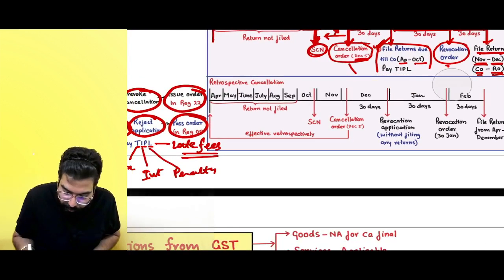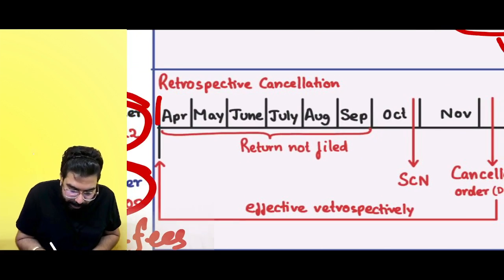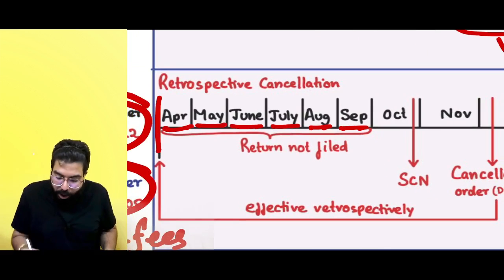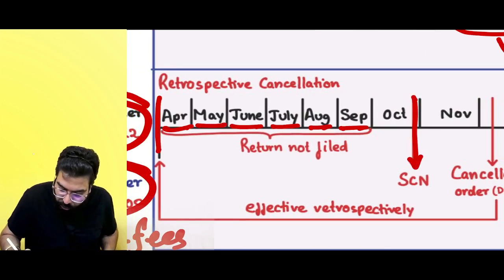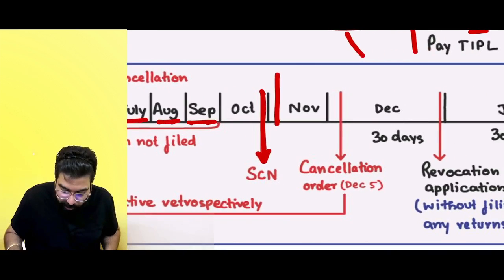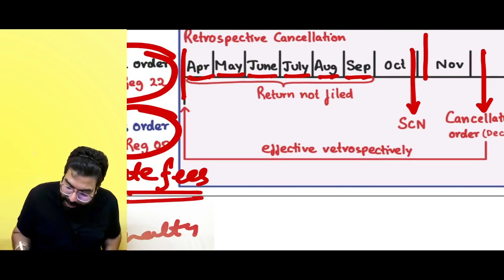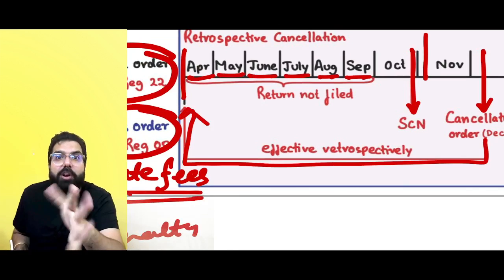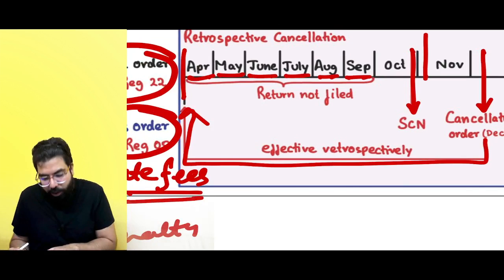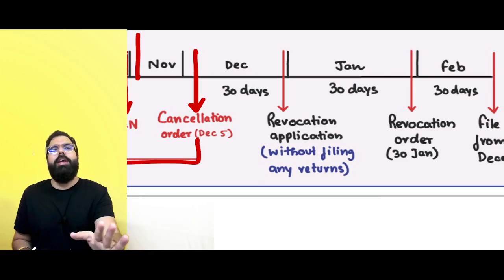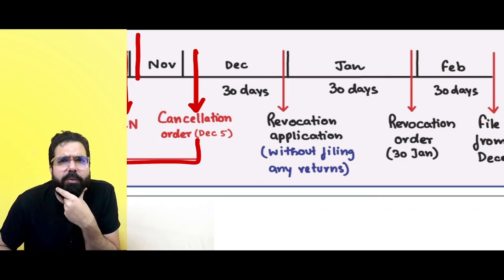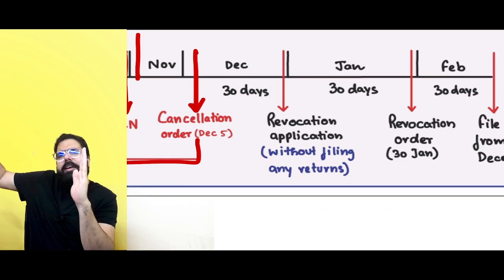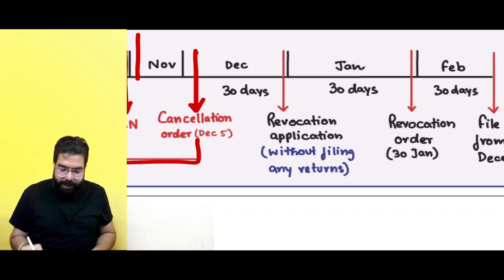Now listen to me very carefully. For example, April, May, June, July, August, September, six months' returns are not filed. The officer issued you a show cause notice. Your reply was not satisfactory, and a cancellation order was issued, but he cancelled your registration retrospectively. If registration is cancelled retrospectively, you will not be able to file your return. Now, how to apply for revocation? Sir, how to apply for revocation? I have to file all the returns. How will I file the return? You cancelled my registration retrospectively. Then they say, no problem.